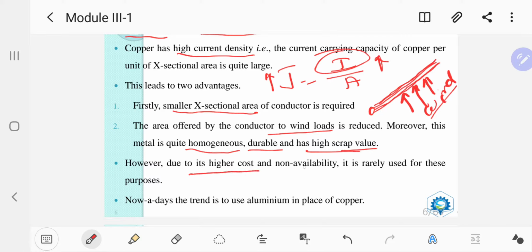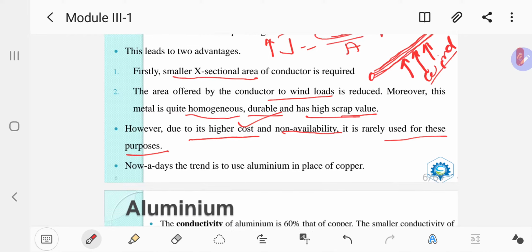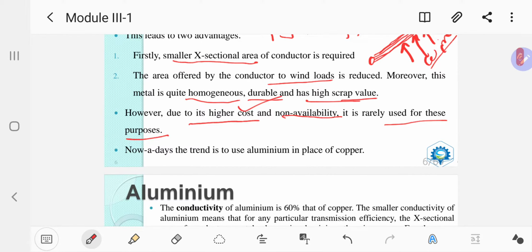Due to this higher cost and the non availability of copper, it is rarely used for transmission line purposes. It has a high cost, so it is not easy to do economically. We cannot cover the whole transmission line in an economical way. That is why we are not going for copper, even though it has ideal properties.